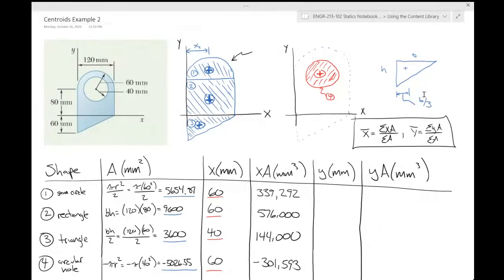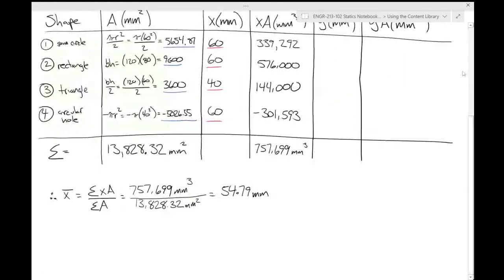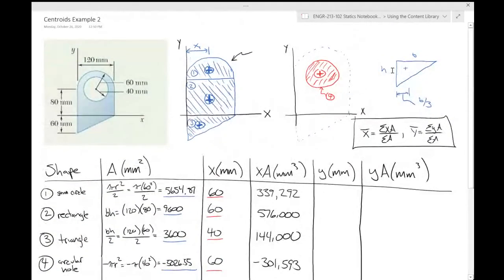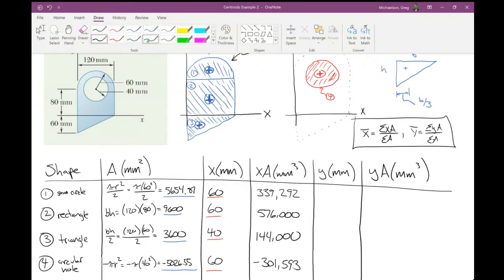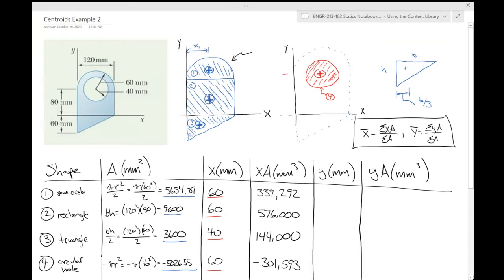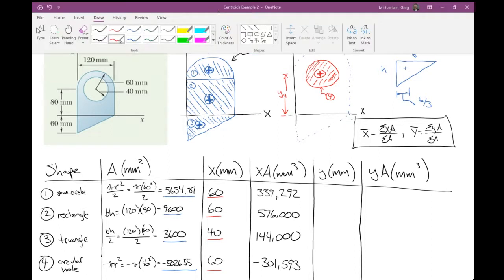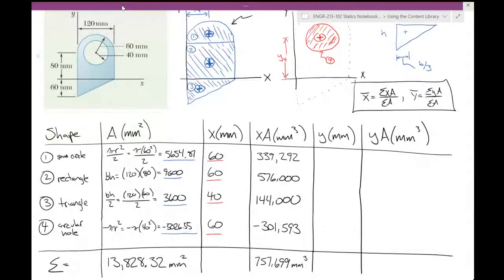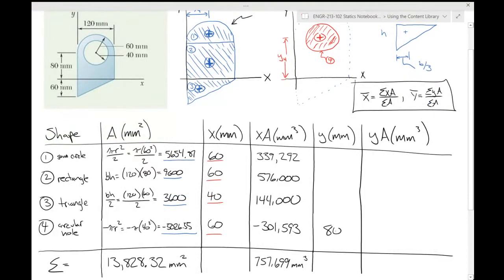Let's start off with shape number 4, the circle, the hole. How far is it along the y-axis to the center of that hole? What I'm looking for is this distance here along the y-axis. We'll call that y4. 80. That's pretty easy, right? Let's do the easy ones first. So this is 80.